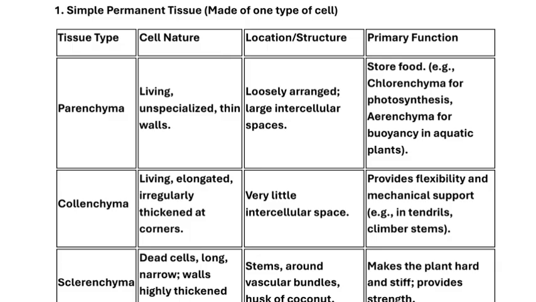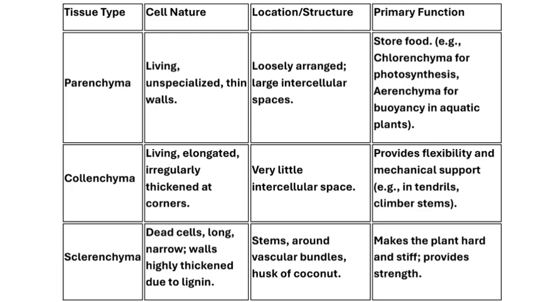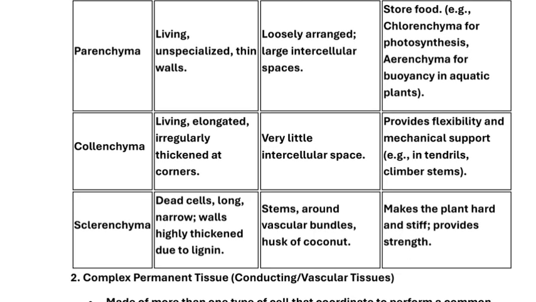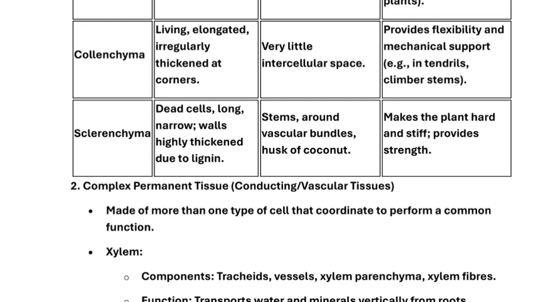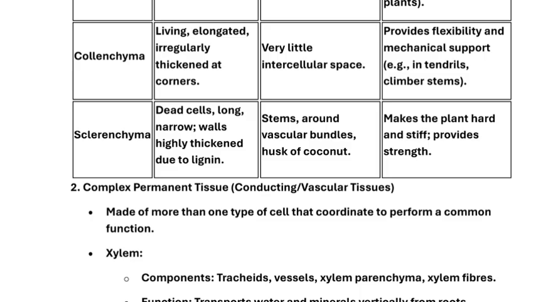Collenchyma: living, elongated, irregularly thickened at corners, with very little intercellular space. Provides flexibility and mechanical support, for example in tendrils and climber stems. Sclerenchyma: dead cells, long, narrow, walls highly thickened due to lignin. Found in stems, around vascular bundles, and in the husk of coconut. Makes the plant hard and stiff, provides strength.